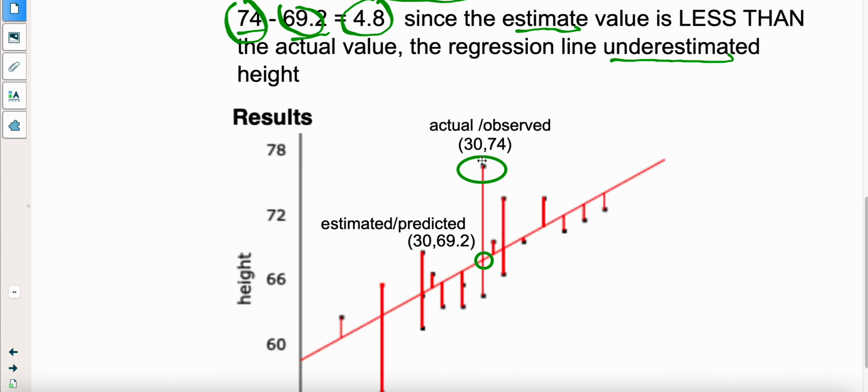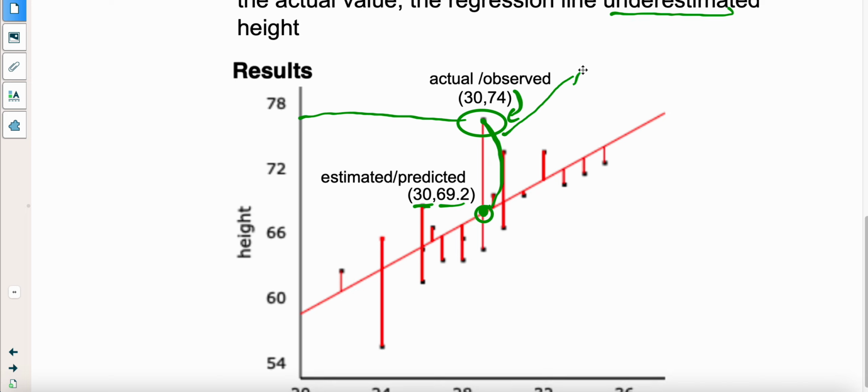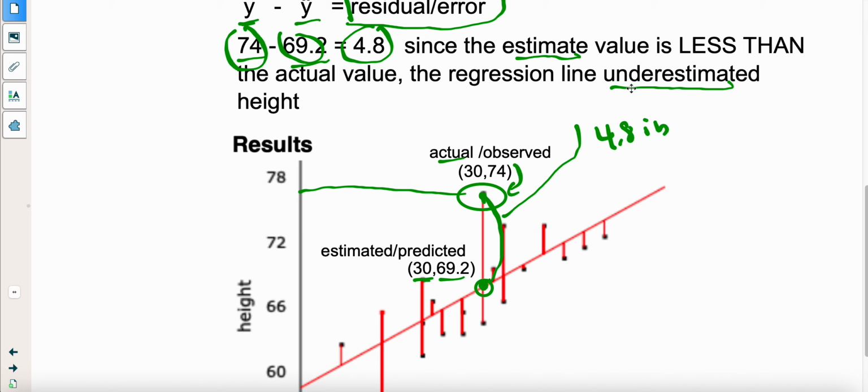Here's my picture. Here's my actual data point. When foot length equaled 30, height was 74. That's right here. My estimated on the line is down here. When X equals 30, the line predicted height to be 69.2. Here's the difference, is this value here, 4.8 inches. And my actual is bigger than my estimated, so the line underestimated.